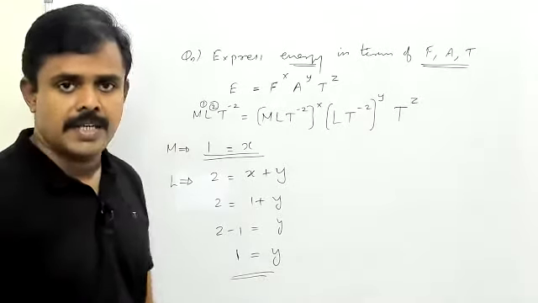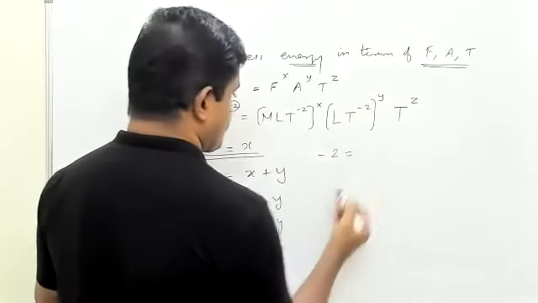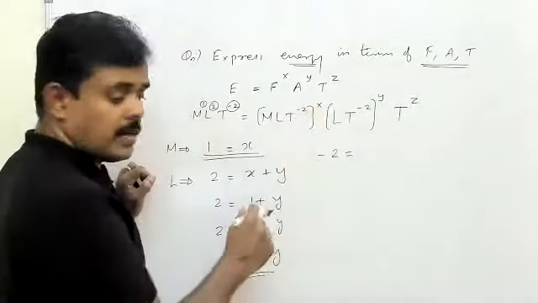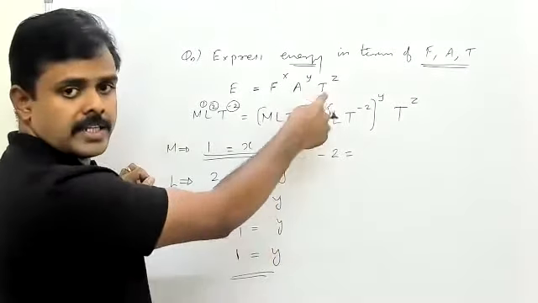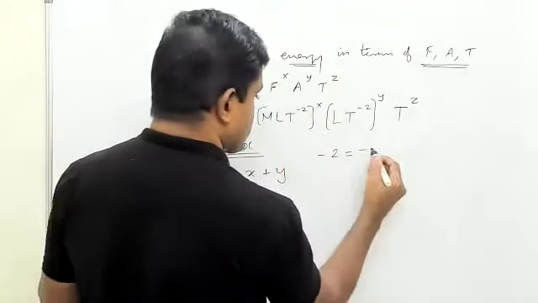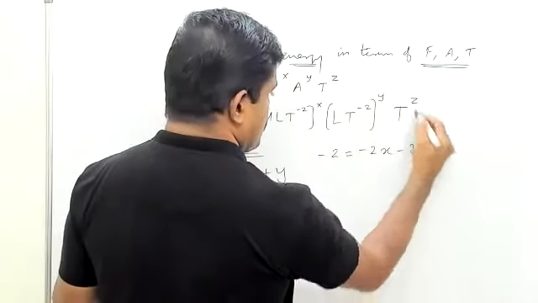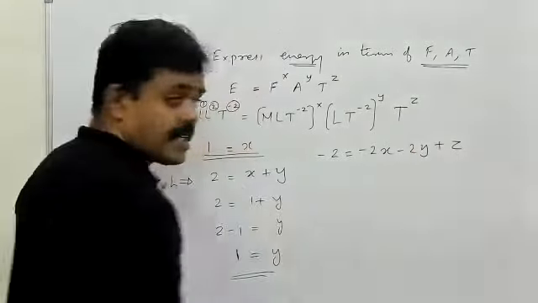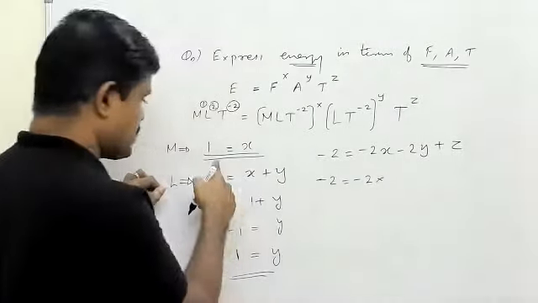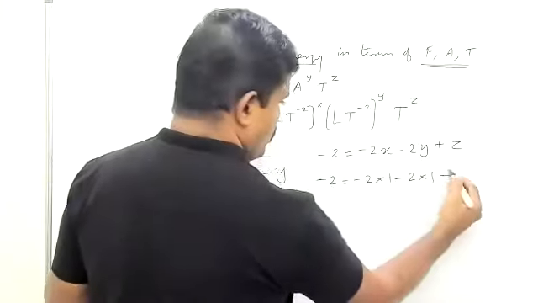Now I can find out z. How do you find z? The power of T is -2. On the right side, (T^-2) raised to x: the whole raised to n is raised to m into n. So T raised to -2, the whole raised to x gives -2x. Here it is -2y. Here it is plus z. So let us put the values here. -2 is equal to -2 into x, which is 1, -2 into y, which is 1, plus z.